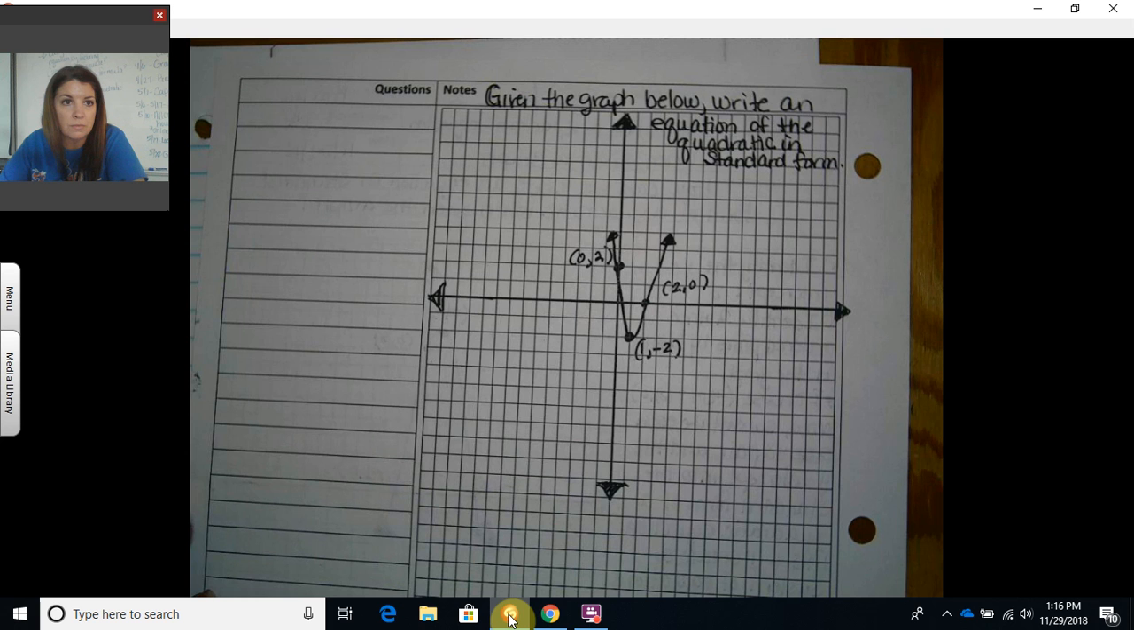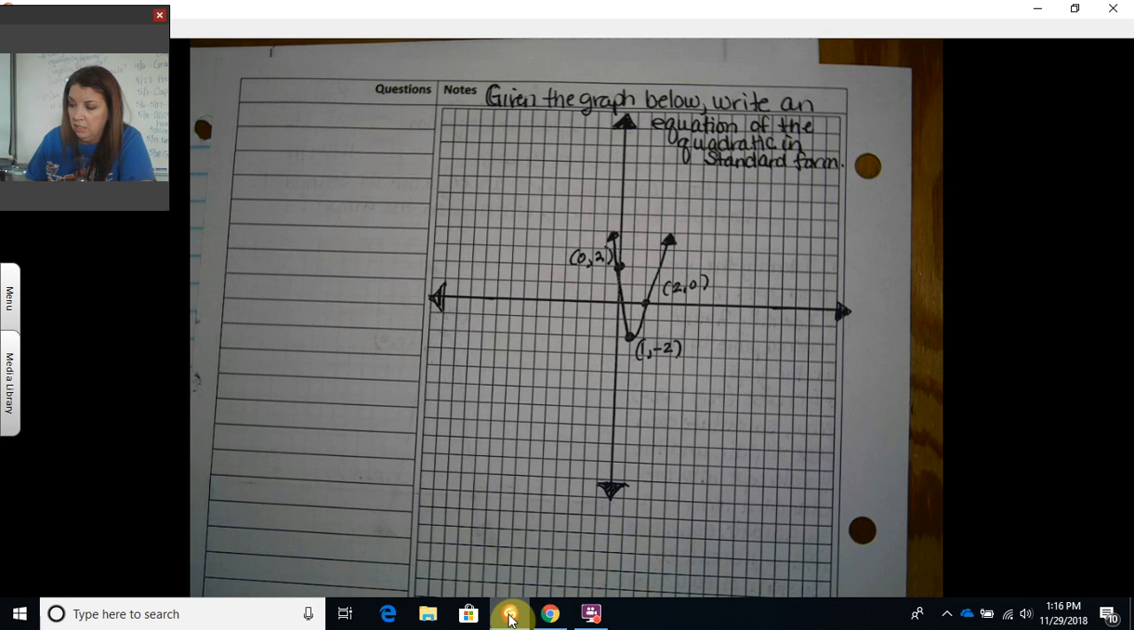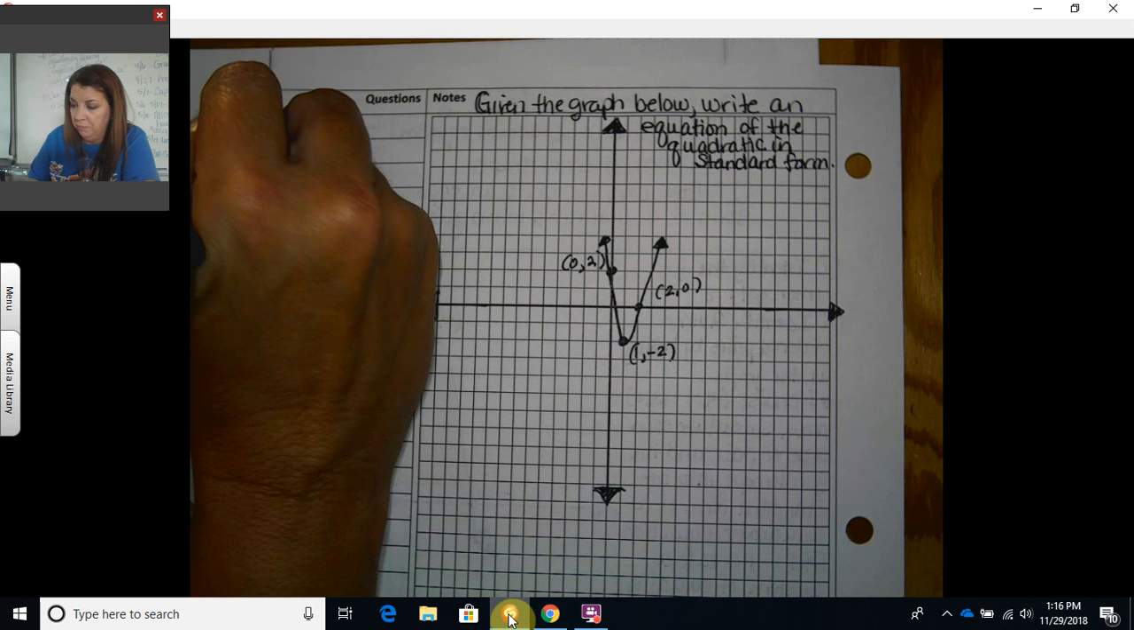And once you write that down, look on the other side of your notes and see what we did first. How did we start this off? We identified the y-intercept, right? Well, that's easy. What is it? 2. So what's that, A, B, or C? C. So we know C equals 2.